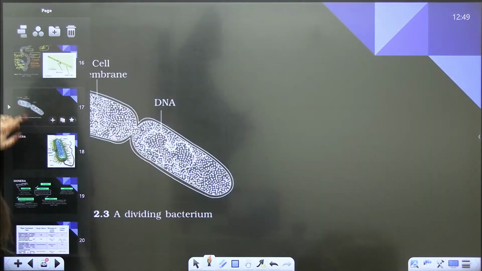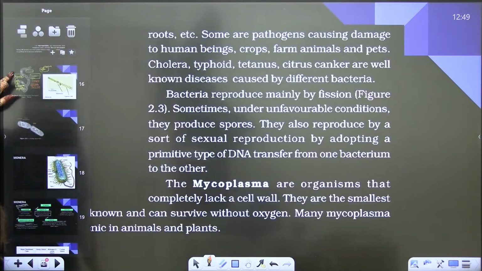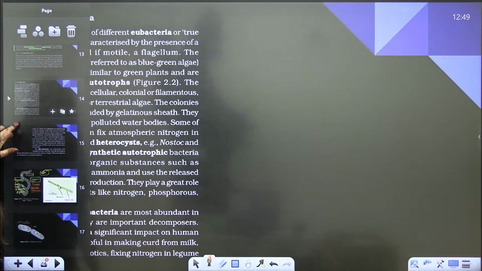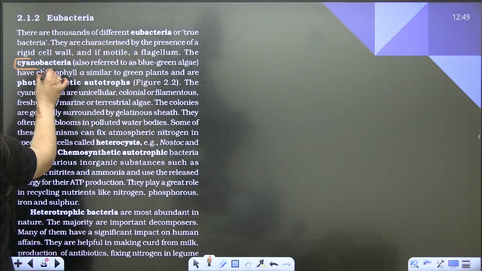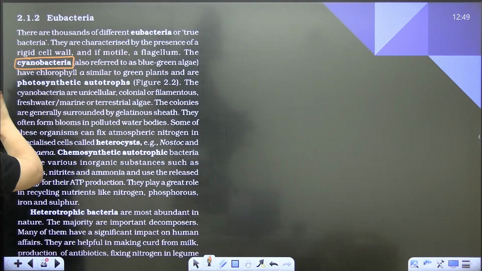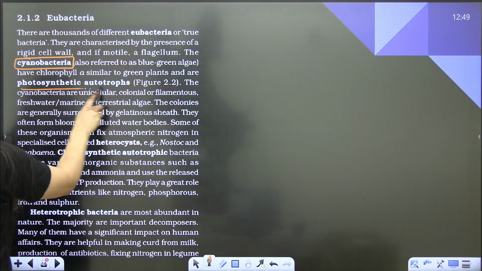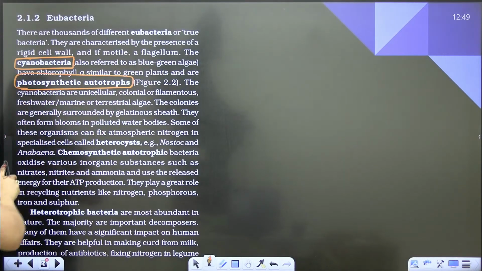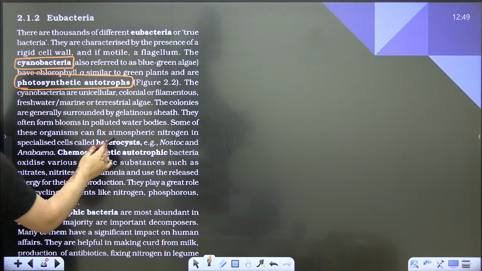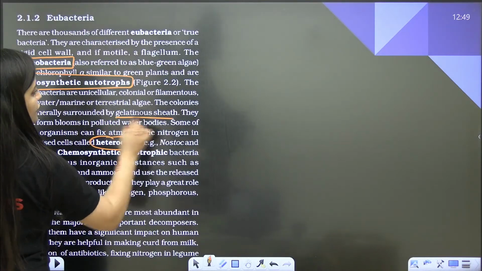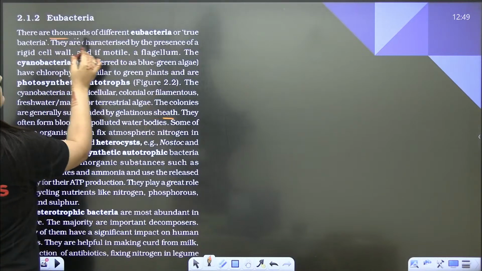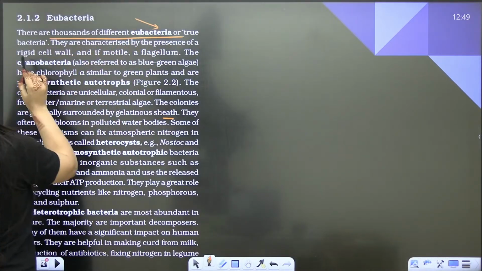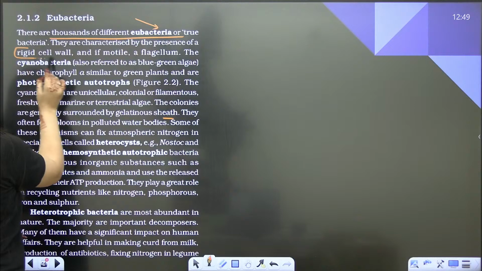Fine. So see this bacterium dividing, this is chemosynthetic. In the NCERT itself, they have used the word cyanobacteria. We have discussed it. This is photosynthetic autotroph. It will do photosynthesis. Heterocyst is discussed. Gelatinous sheath is given. Okay, I'll help you to revise it. So there are thousands of different eubacteria or true bacteria. They have a rigid cell wall.